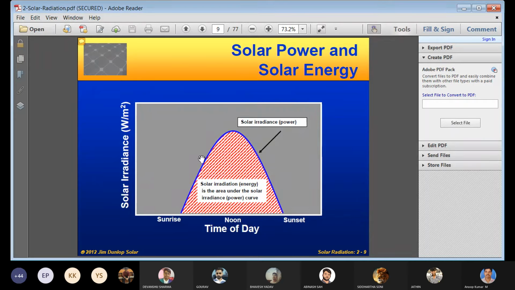So you can see solar irradiance, that is power, on the y-axis, time on the x-axis. So it is varying like this. Energy means power into time, so it will be the area under the graph. Solar irradiation energy is the area under the solar irradiance power curve. So in any diagram, the area under the curve is the product, no? X into Y. So power into time, area, energy.